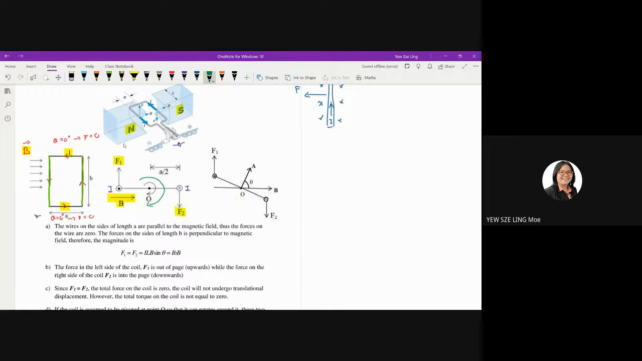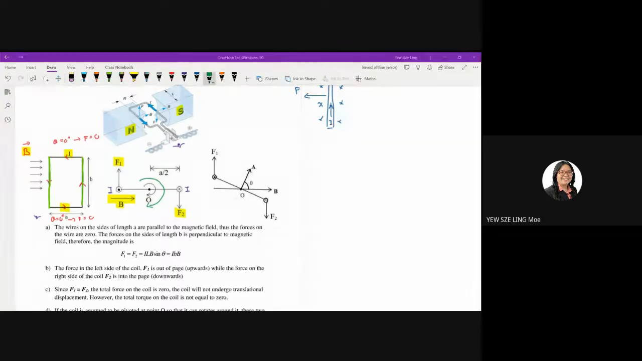The coil is rotating in the clockwise direction, because of the field, the directions of the field, and also the directions of the current. So if you change the directions of the current to a clockwise direction, then the coil will be rotating in the anti-clockwise direction. Of course, it depends on the directions of the magnetic field.